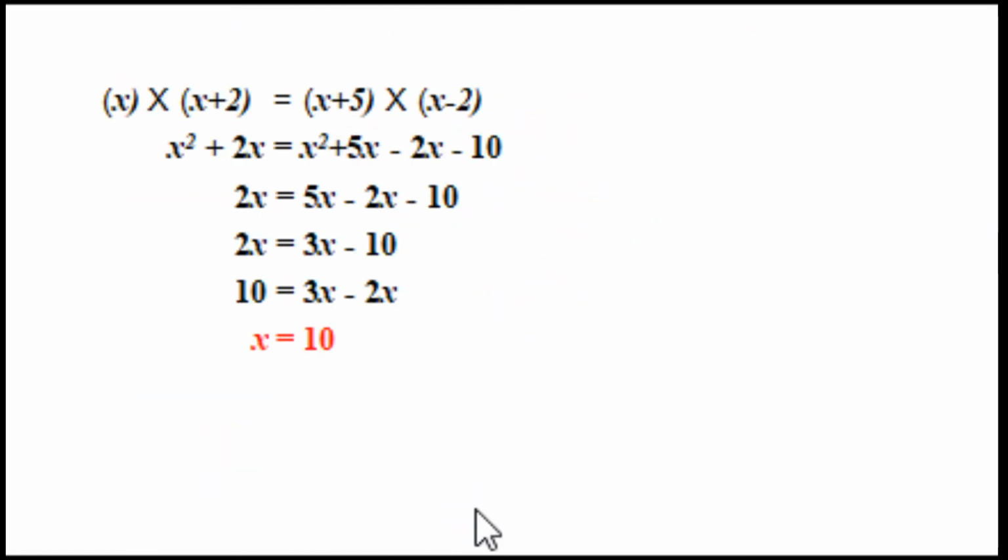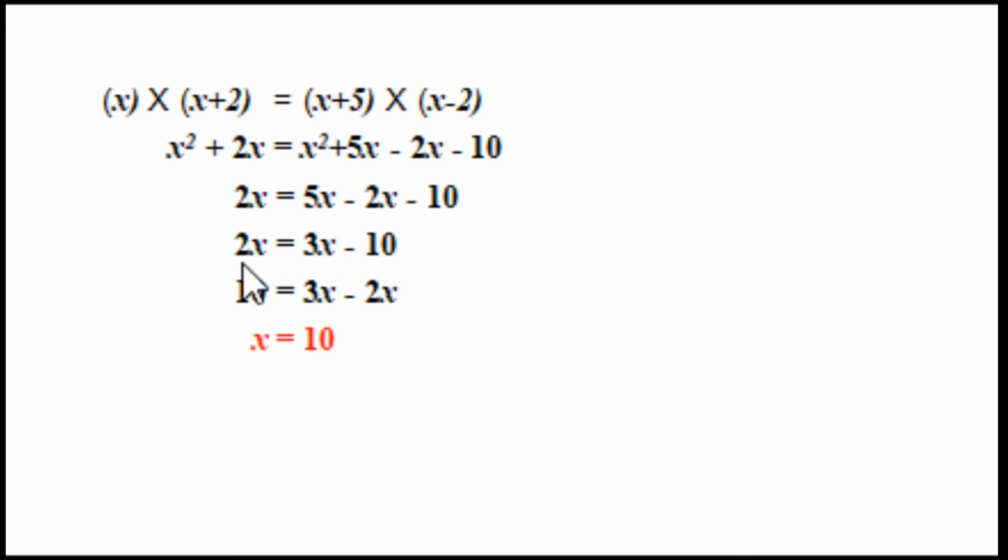Then solving this, what do we get? x into x, x square. x into 2, 2x. x into x, x square. 5 into x, 5x. Minus 2 into x, minus 2x. And plus 5 multiplied by minus 2 is equal to minus 10. This x square cancels, so we get 2x is equal to 5x minus 2x minus 10. 5 minus 2, 3. So 2x is equal to 3x minus 10.